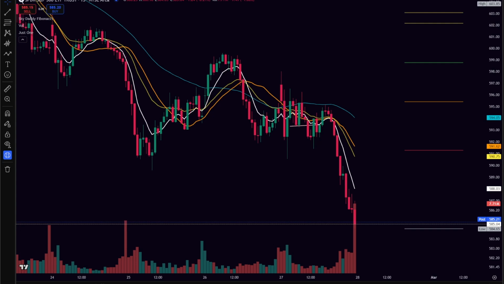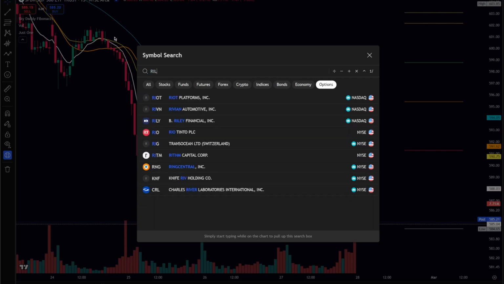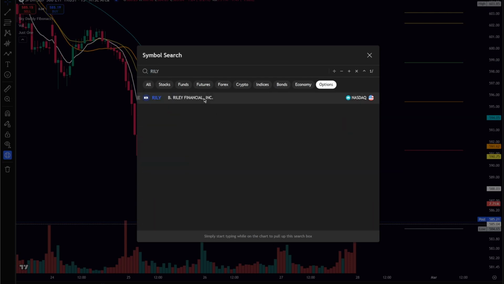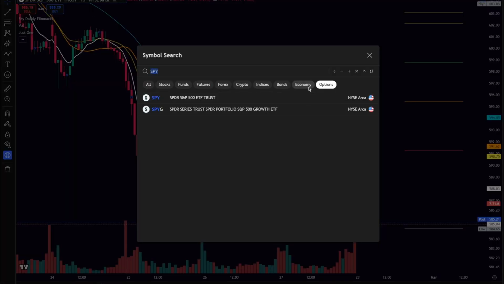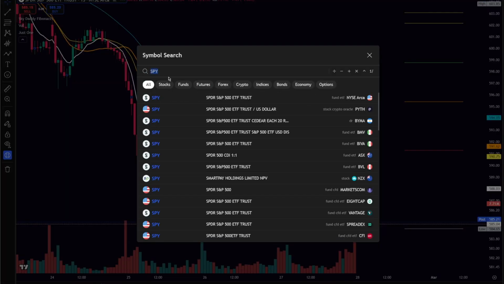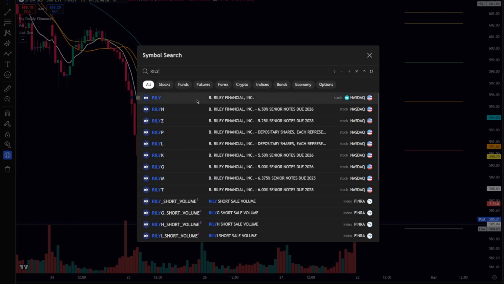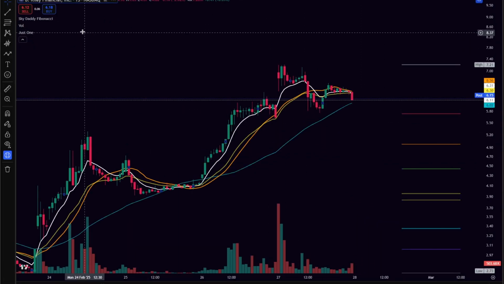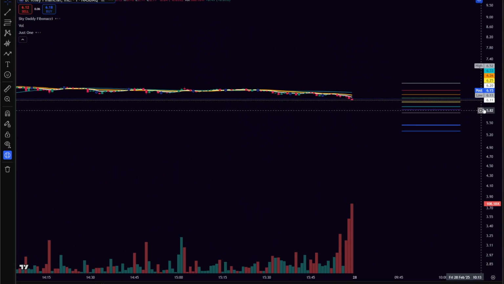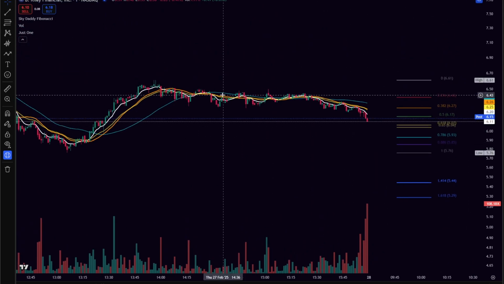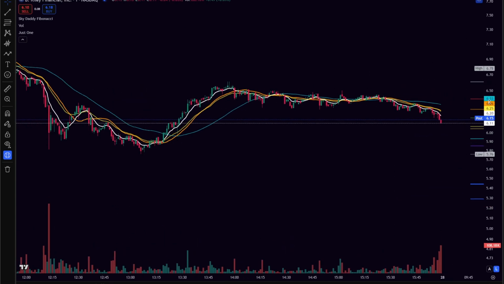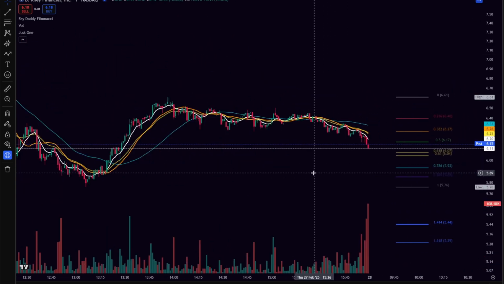Riley, yeah, you could use this on any stock. Was it RILY? I guess it's options. We're not doing that, it's going to be dependent on price action. Riley doesn't move that much, but this is a decent move. It's like $1 something. So this is what it looks like on Riley.